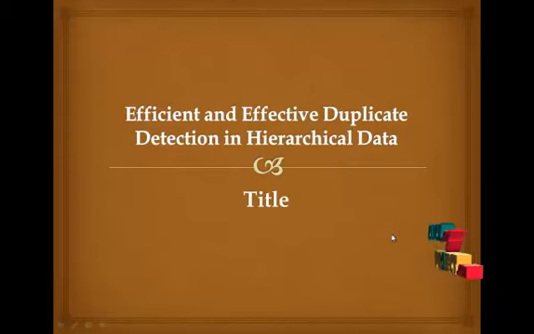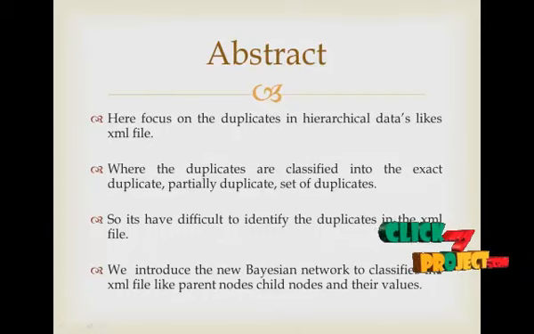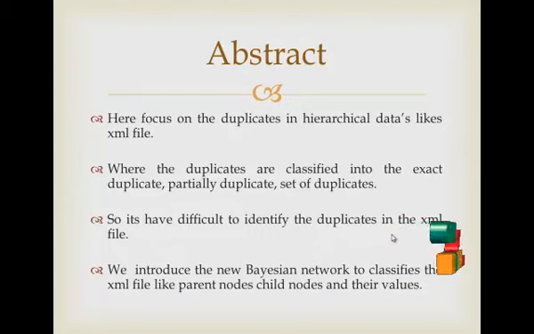Efficient and Effective Duplicate Reduction in Hierarchical Dataset. Abstract. Here we focus on duplicates in hierarchical data like XML files, where the duplicates are classified into exact duplicates, partial duplicates, and sets of duplicates. In this process, we are applying the probability condition to get all the information from the XML data.